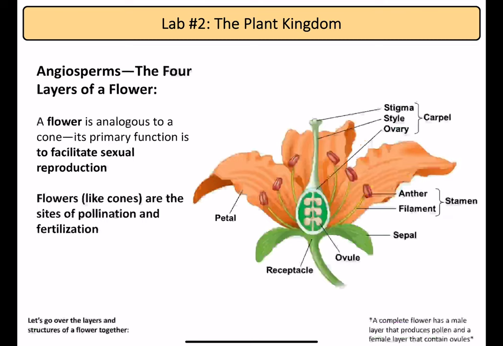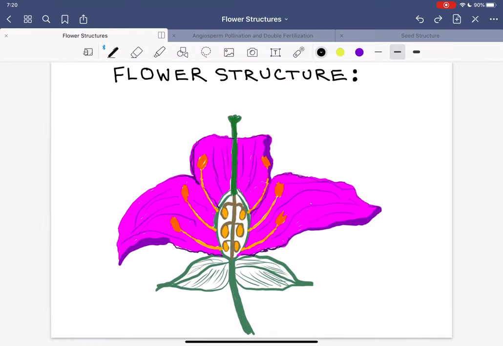So our first topic here, as you can see in the bottom, it says in bold, let's go over the four layers and structures of a flower together. And we're gonna do that. We're gonna jump over here. And I have our flower. And we're gonna start outwards and work our way in, okay? So the first of these four layers of a flower, shown here, are called the sepals, okay?